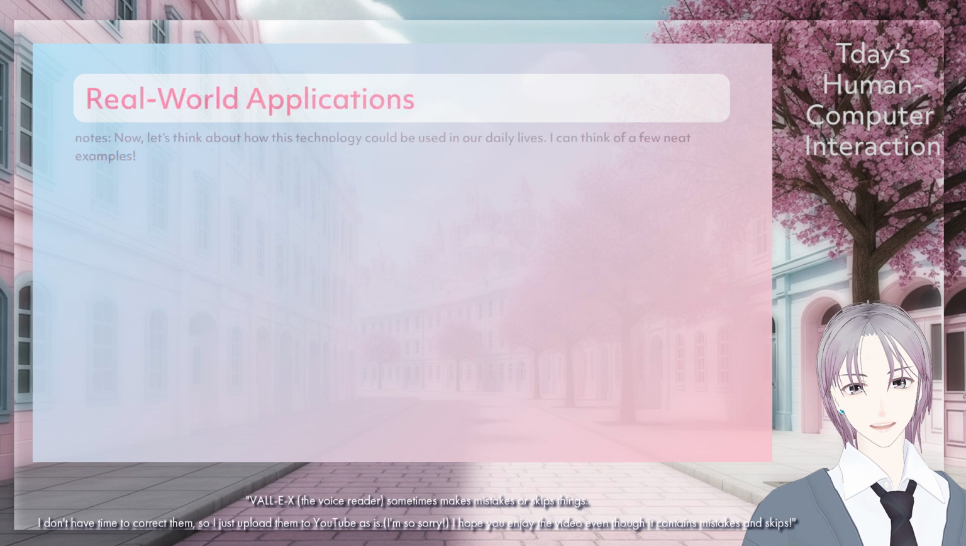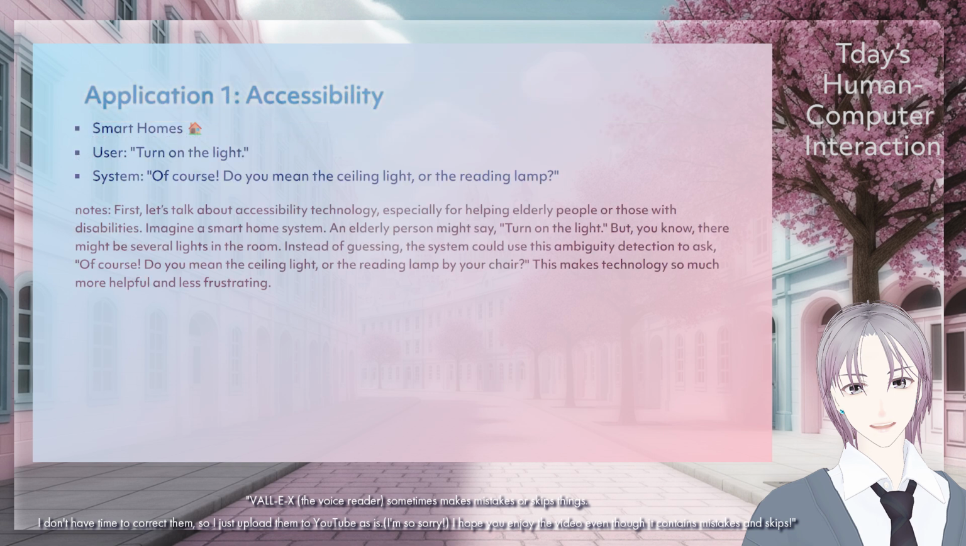Wow. Let's think about how this technology could be used in our daily lives. I can think of a few neat examples. First, let's talk about accessibility technology, especially for helping elderly people or those with disabilities. Imagine a smart home system. An elderly person might say, turn on the light. There might be several lights in the room. Instead of guessing, the system could use this ambiguity detection to ask, do you mean the ceiling light, or the reading lamp by your chair? This makes technology so much more helpful and less frustrating.